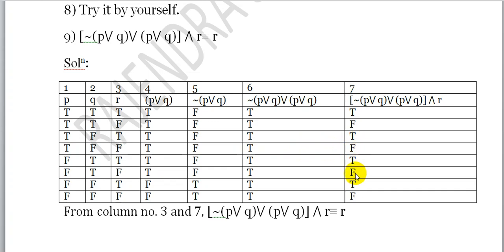Similarly, we can prepare the remaining elements and then compare column number 3 and column number 7. In column number 3, we see the elements are TF, TF, TF, TF. Okay. And in column number 7, it is TF, TF, TF, TF. We see that both the columns are the same. Therefore, from column number 3 and 7, negation of PRQ or PRQ, and R is equivalent to R. Hence proved. Means both are equal columns.